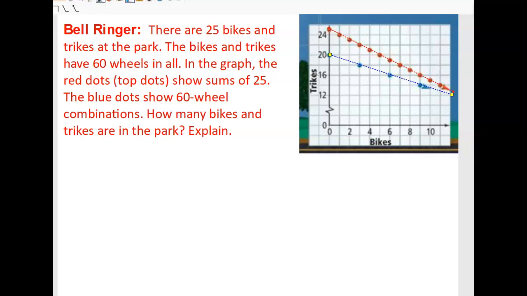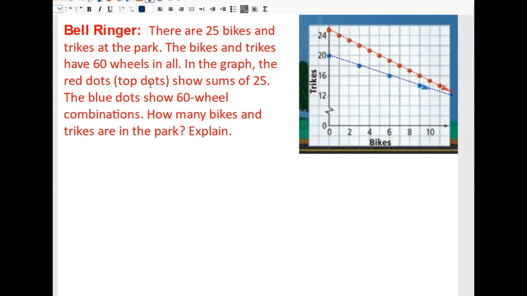So I could write equations to represent that. My first equation would be that x plus y has to equal 25. I know this because I'm told there are 25 bikes and trikes at the park. They represented x with bikes and y with trikes. I also know that the bikes and trikes have 60 wheels in all.